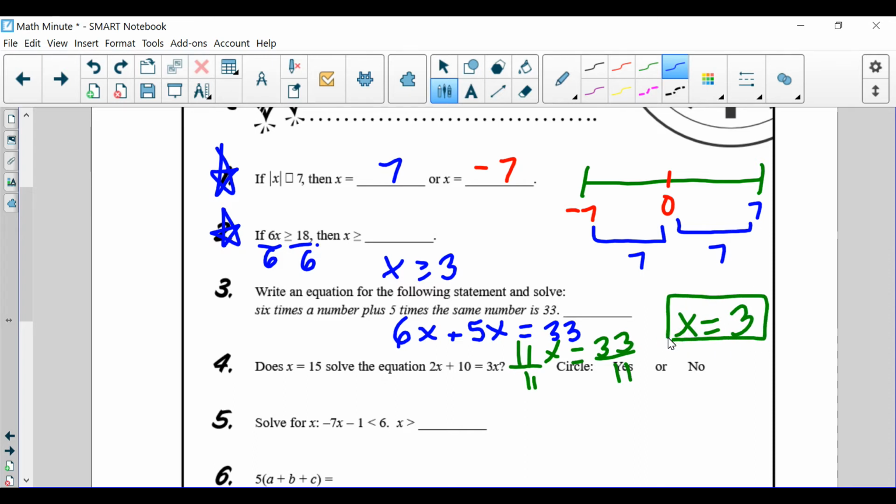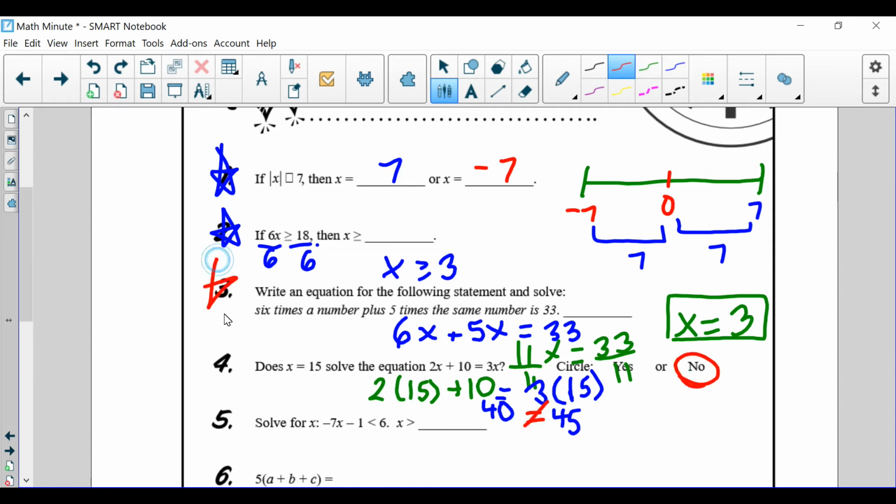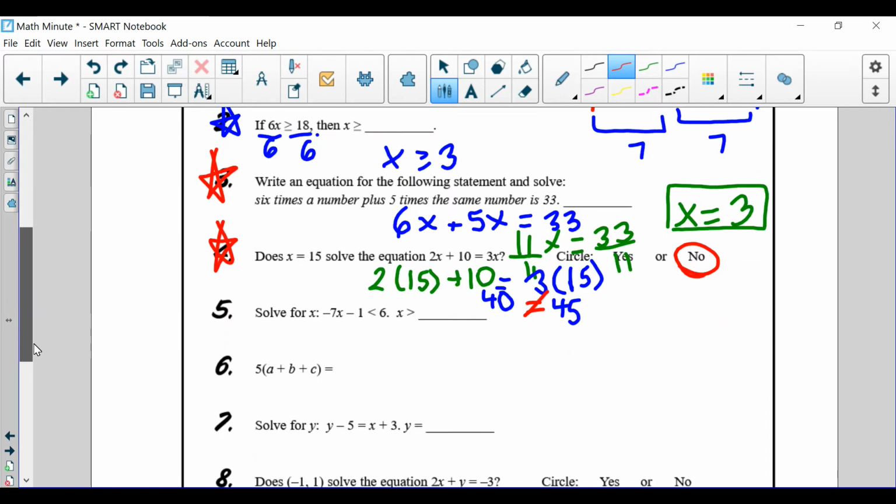Now, does x equal 15 if we put it into the situation? Well, let's find out. So we've got 2 times 15 plus 10 is equal to 3 times 15. So then we end up figuring this out. 2 times 15 is 30 plus 10 is 40. Is 40 equal to 45? The answer is no. So that's incorrect.